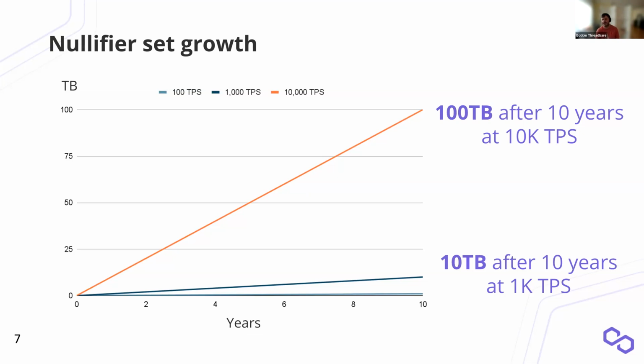So if you're only running at 100 TPS or less, this is not really a concern. Your state will not increase much. But if you want a really high throughput network, where you're at 1K TPS or even 10K TPS, the nullifier set grows to a very, very large size. An example here: after 10 years, you're at 100 terabytes if you do 10K TPS on average. This basically means every year you add 10 terabytes to the state, which is a lot.